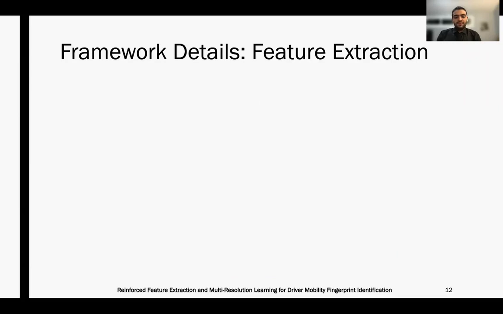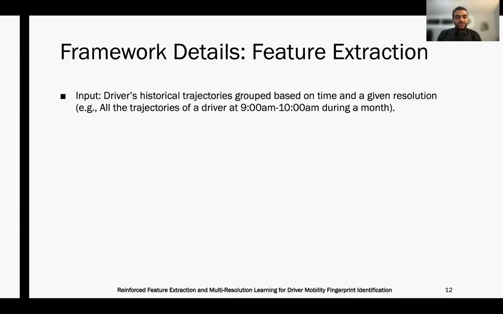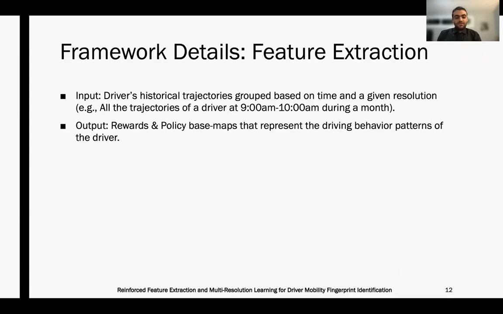After pre-processing, we perform feature extraction with STIRL. So the input is driver's historical trajectories grouped based on time and a given resolution, and the output would be the rewards and the policy-based maps that represent the driving behavior patterns of the driver and are inversely reconstructed using the STIRL.